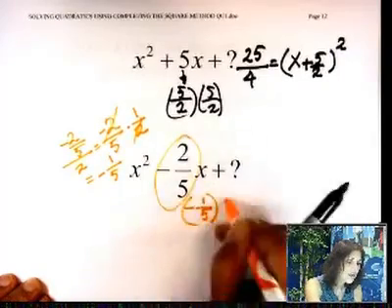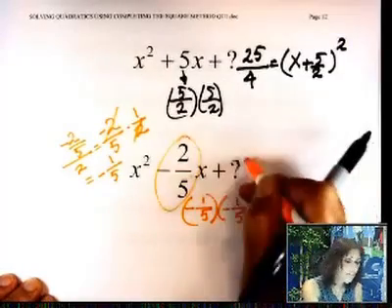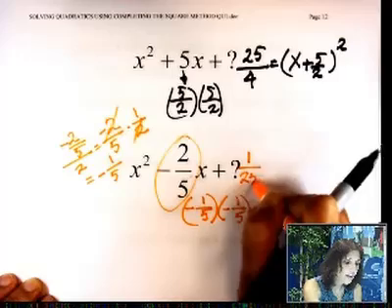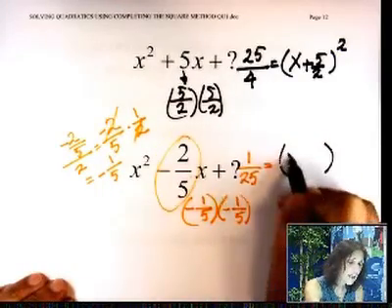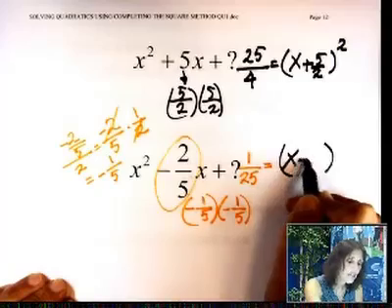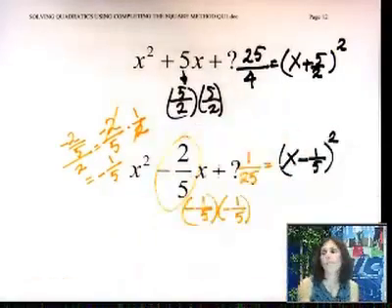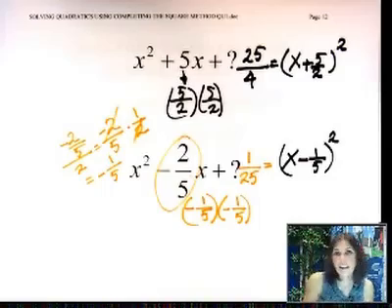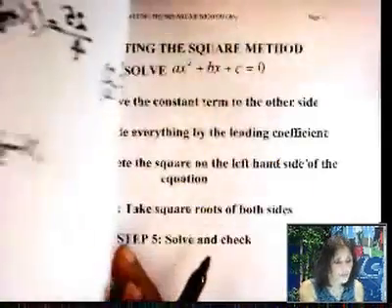Square that. What do you get? 1/5 times 1/5, 1 over 25. And that is the square of what? x, because of that minus, minus. What is this number? 1/5. Okay, I think I did enough, so you can watch this part again if you want.